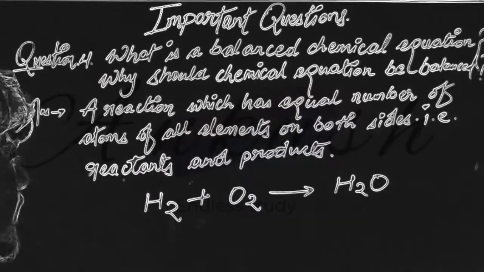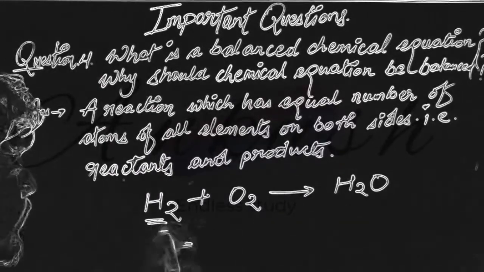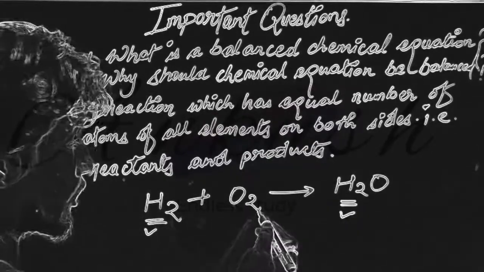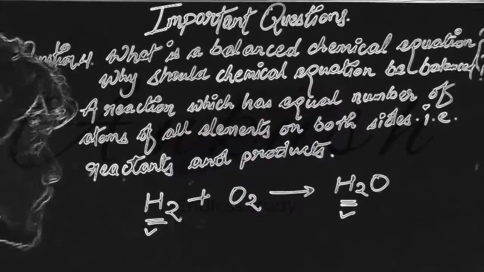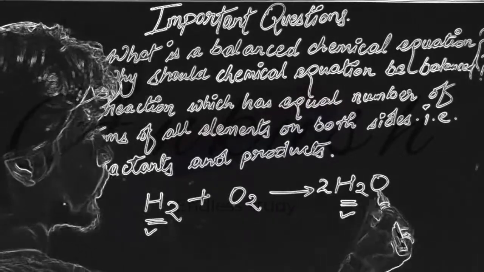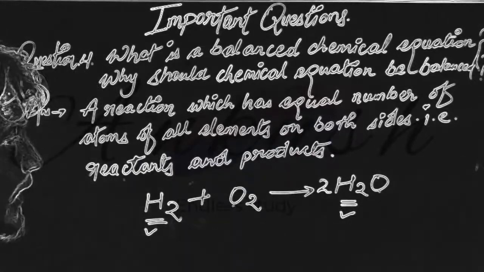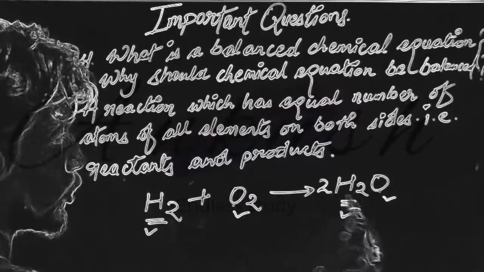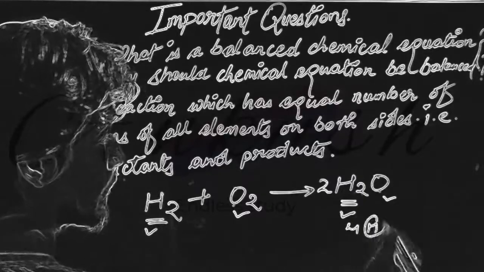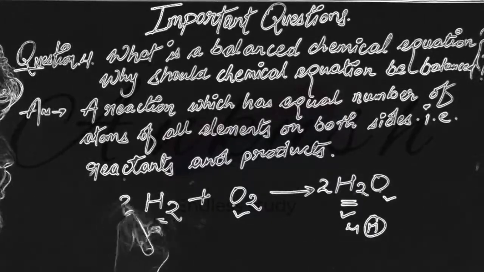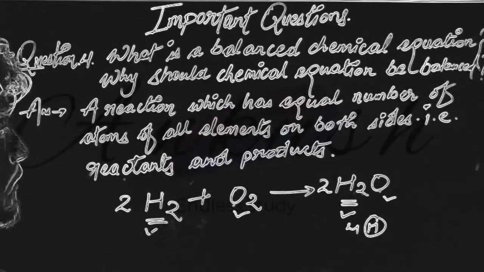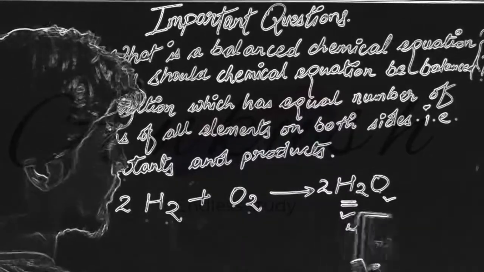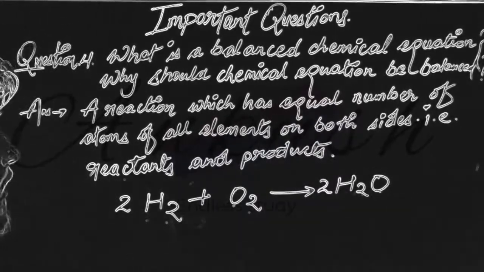This is not a balanced chemical equation because here hydrogen, if you see, there are two, and here also it is two. Hydrogen is balanced, but oxygen is two here and only one here. So if we write 2 here, there will be 2 atoms of oxygen here and also 2 atoms of oxygen there. So oxygen is balanced, but now how many hydrogens? 2 2s are 4. There are 4 hydrogen atoms here, and here only 2. So if you write 2 here, there are 4 hydrogen atoms here and also 4 there. This is your balanced chemical equation.